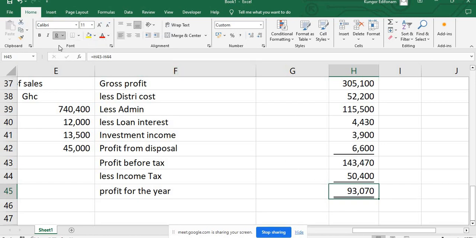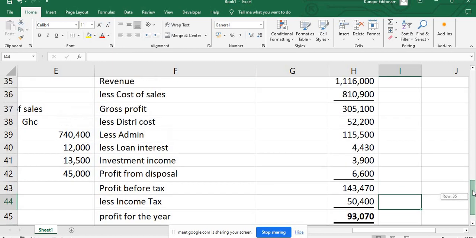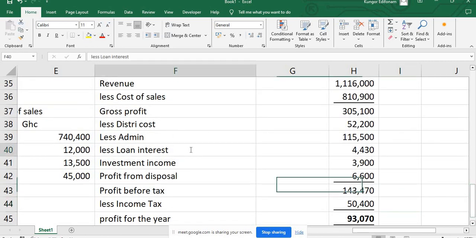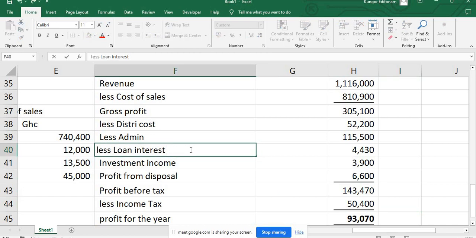And then, okay. Yes, is the loan interest the same as finance cost? Finance cost, very good, very good. So that's the name. But I don't want to make things quite technical, so I'm just using the exact figures.